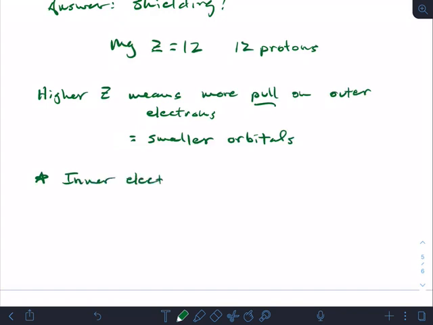And the reason this all goes down is this: inner electrons shield the outer ones from that effect.